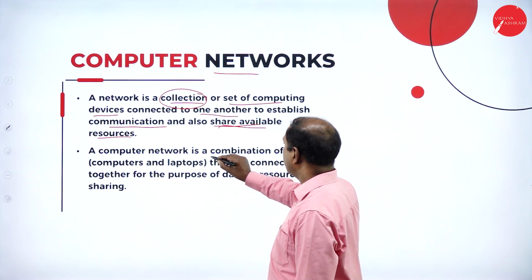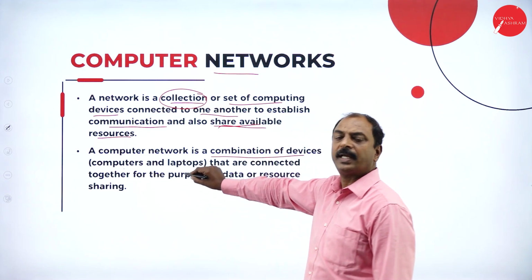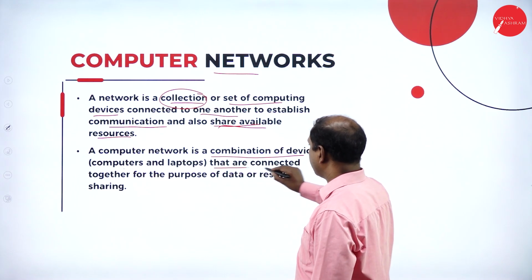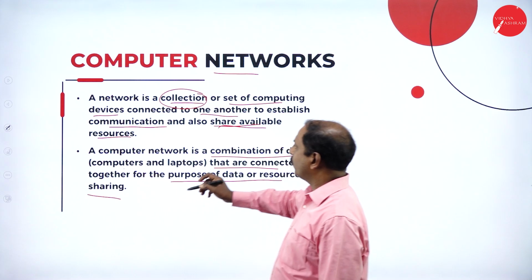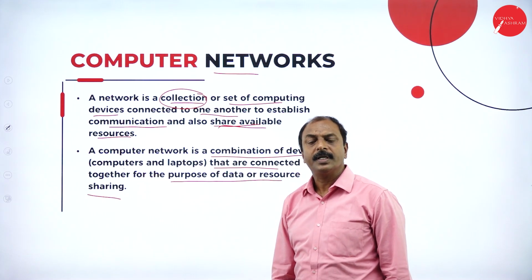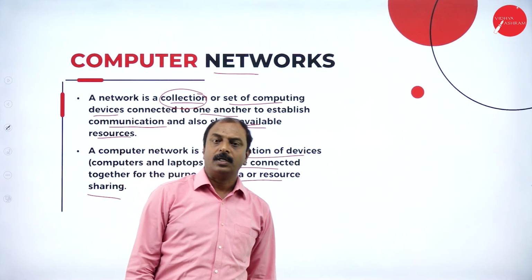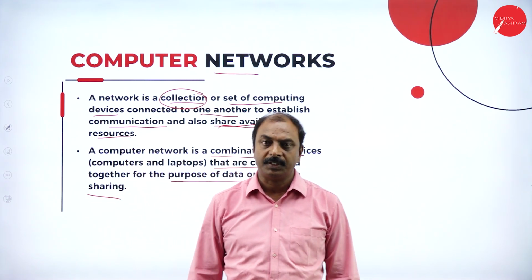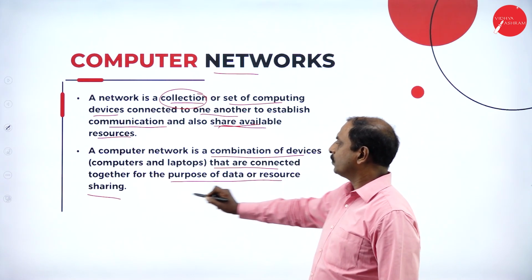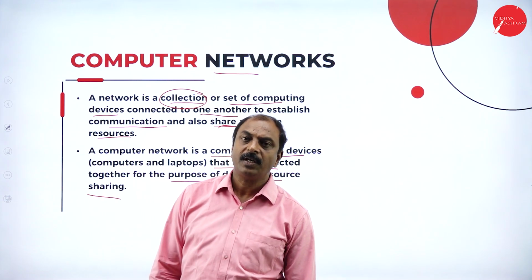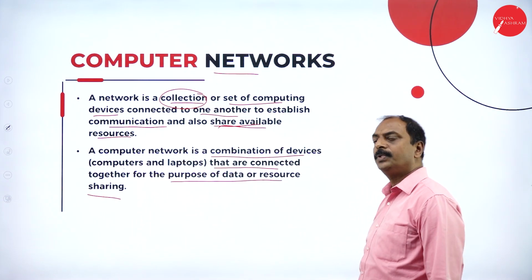So it is a combination of devices. It may be computers or laptops or different types of devices that are connected together for the purpose of data or resource sharing. So what is the definition of computer network? It is a collection or a group or a set of computers or computing devices connected to each other, and the purpose is for data or resource sharing. So it can be hardware or software resource sharing. So this is the definition of computer network.